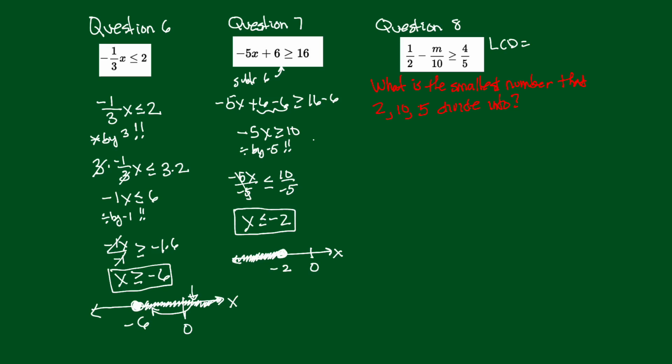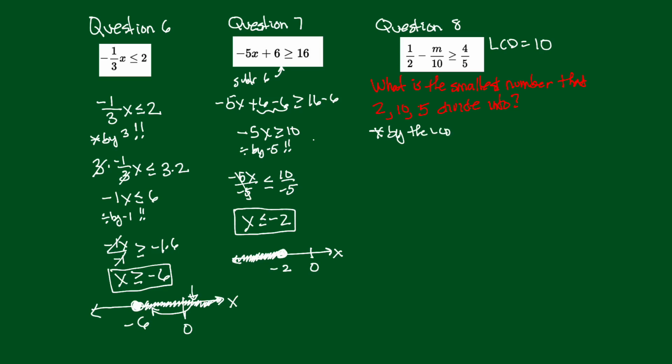That LCD, L for the least, the smallest, is 10, right? All three numbers go into 10, and 10 is the smallest one that they all divide into. Now, be careful. I'm not asking what is the smallest number that divides each one. I just want the smallest number that each one of these will go into. Then what I'm going to do is multiply both sides by the LCD, all right? Multiply by the LCD.